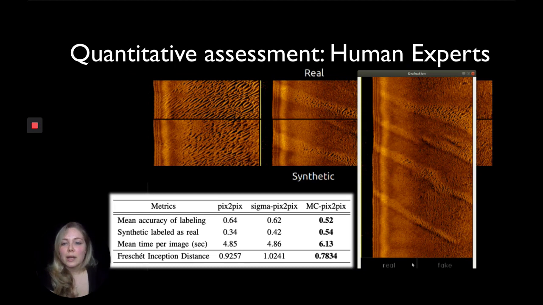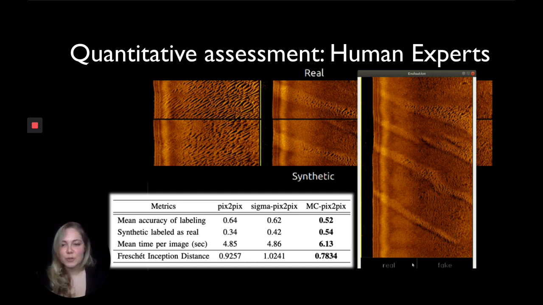So, how does it summarize in numbers? We asked 30 real human experts to label the data. These are people who work with these images for ages, and what they were asked to do was just to label the image that appears on their screen, and we show them images generated by Pix2Pix, sigmoid blended Pix2Pix, MC Pix2Pix, and real data. So you can see that for our method, the accuracy of labeling the images correctly is 52%, which for a two-class problem is actually near random chance, so real experts cannot tell them apart.